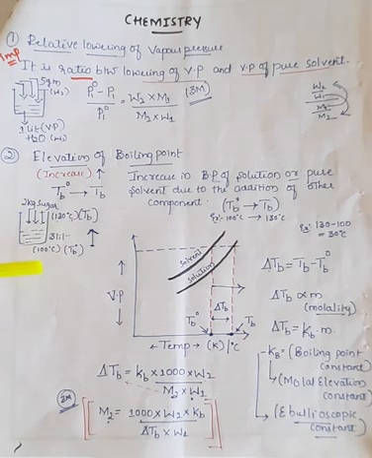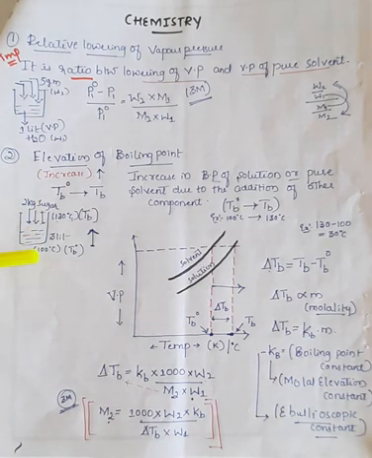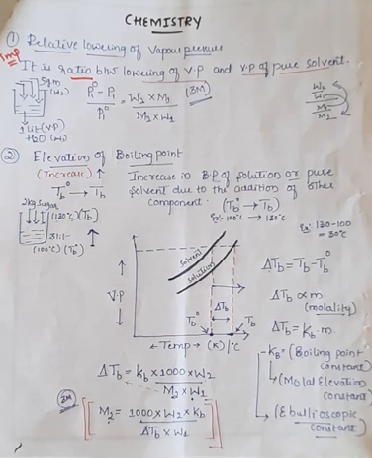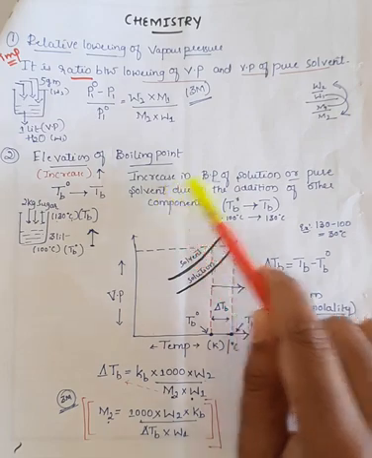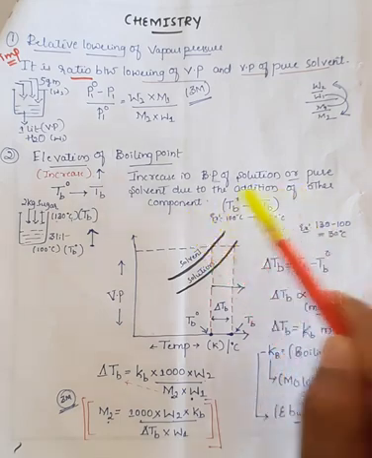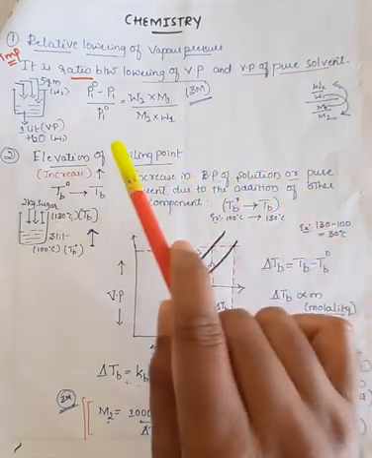Very simple. Initially it has some kind of boiling point, but it has increased due to the addition of some other component. It may be sugar, it may be salt or anything. So the change in the value from TB naught, that is 100 degrees Celsius, to TB, that is 130 degrees Celsius, is called elevation in boiling point. Here I have written: increasing the boiling point of the solution or pure solvent due to the addition of another component is called elevation in boiling point.